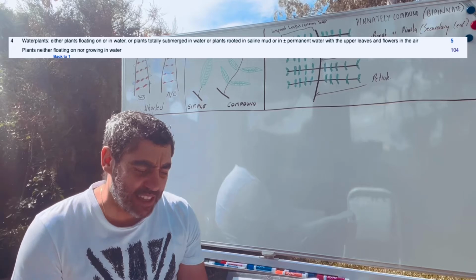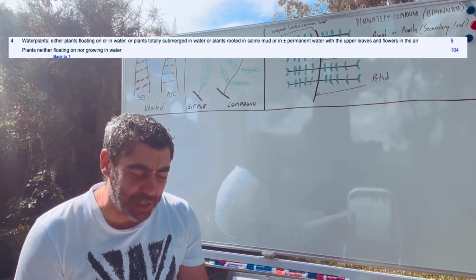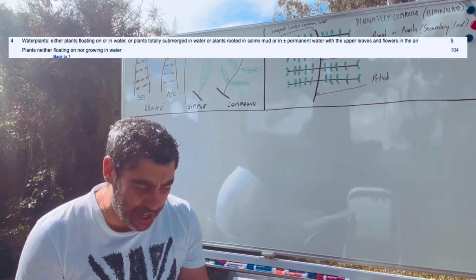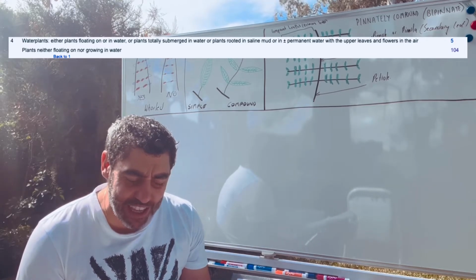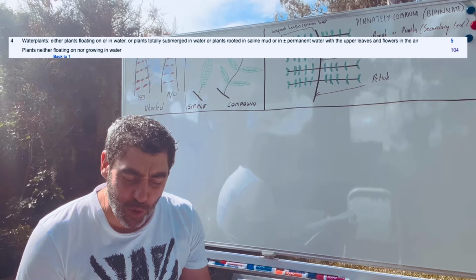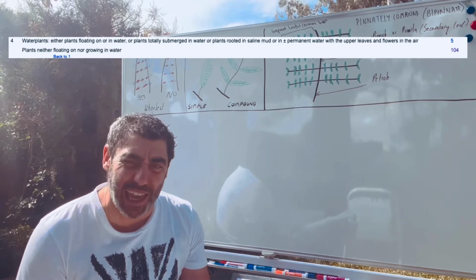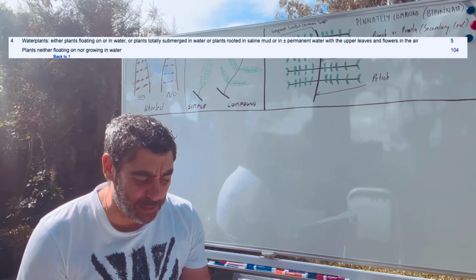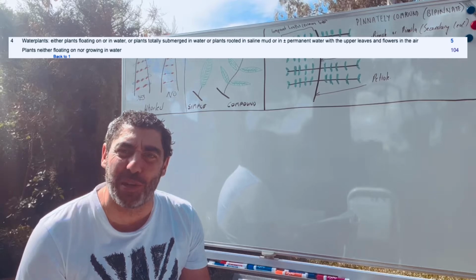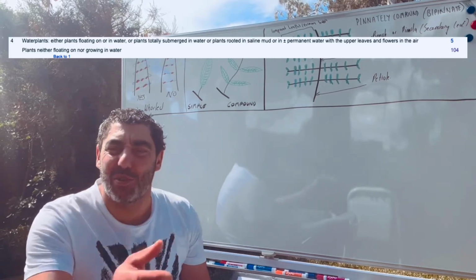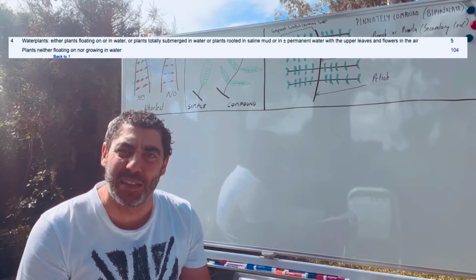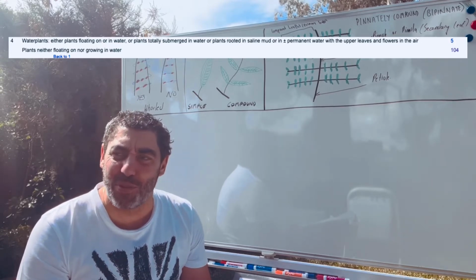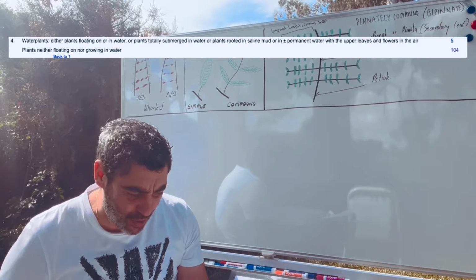4 states water plants, either plants floating or in water, totally submerged in water, or plants rooted in saline mud, or in permanent water with upper leaves flowering in the air. The other choice is plants neither floating nor growing in water. Now, we clearly saw the plant and I took you through. I didn't see any water in it, it wasn't floating in water. It's surviving, being rooted in soil. So we go to 104.